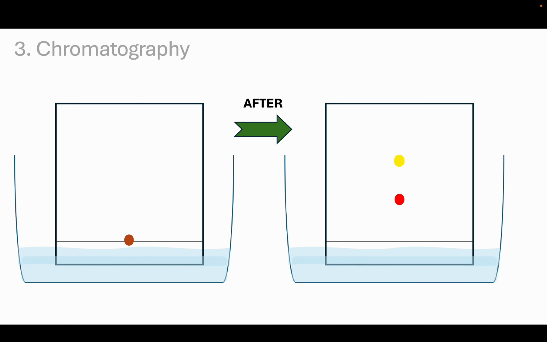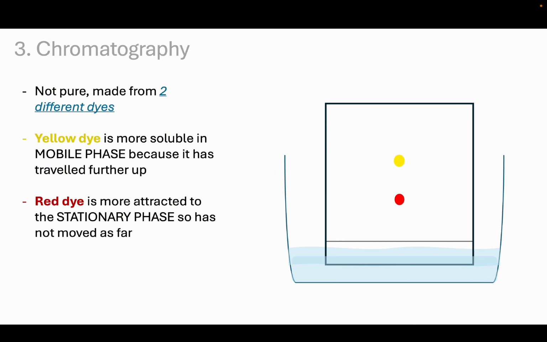So let's have a look at analysing our results. Firstly, the fact that you see two spots is proof that the original spot or the original dye is not pure. The fact that the yellow dye is further up the paper means it was more soluble in the mobile phase. It travelled further with the liquid, whereas the red dye has not travelled as far. So this was more attracted to the stationary phase, which, if you remember, was your chromatography paper. So it had less affinity or attraction towards the mobile phase. So comparatively, the yellow spot prefers the mobile phase more than the red spot, which prefers the stationary phase.